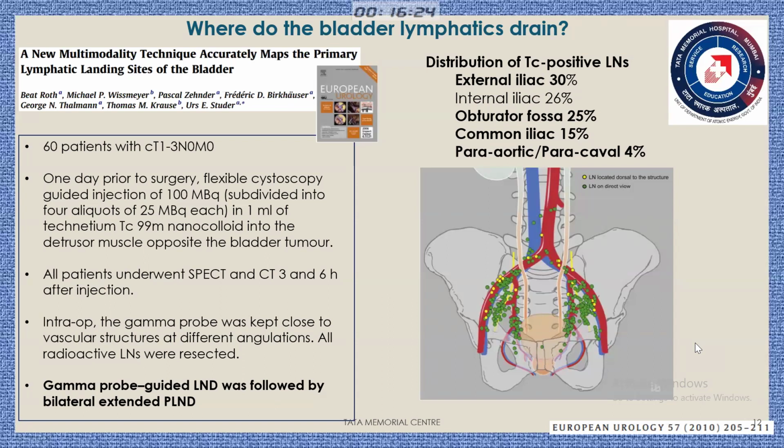Studies have shown that the lymph node drainage of the bladder mostly occurs to the external iliac nodes, around 30%. Then the internal iliacs, 26%, obturator fossa, 25%, with 15% going to the common iliac region and 4% in the para-aortic and paracaval region.